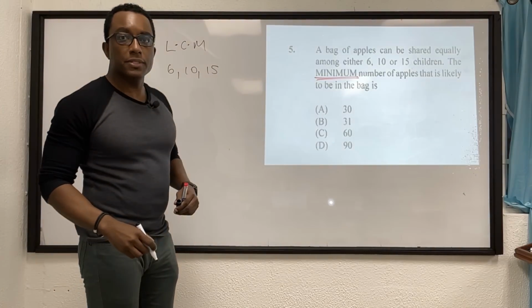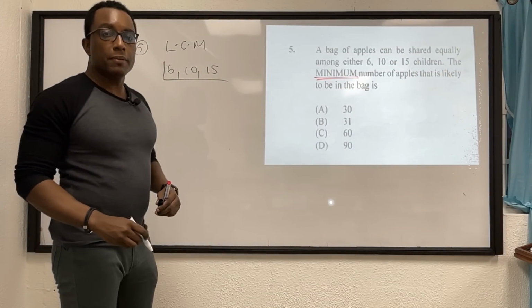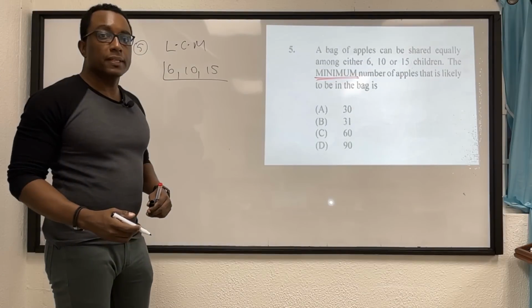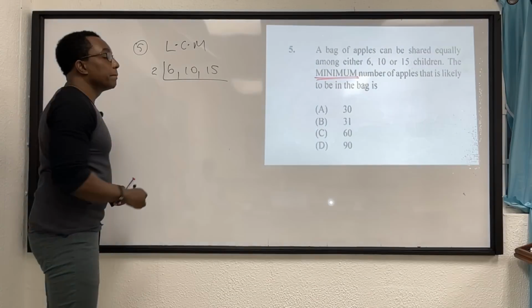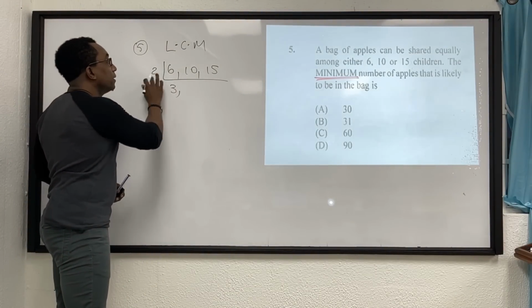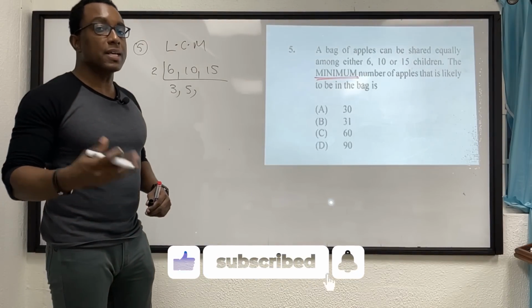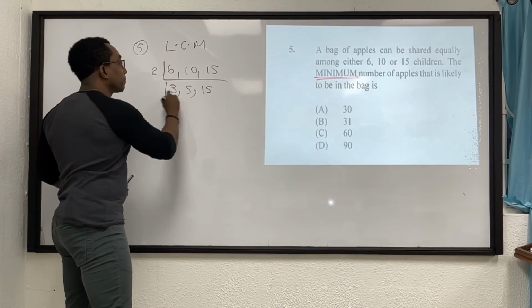And in finding the LCM, what do we do? We start by dividing the lowest prime number, which is 2, into numbers that can be exactly divisible by 2. So we start with 2, and numbers that can be exactly divisible by 2 are 2 into 6 is 3, 2 into 10 is 5. Now 2 can divide into 15, but cannot be exactly divisible into 15. But what we're going to do is bring down 15.